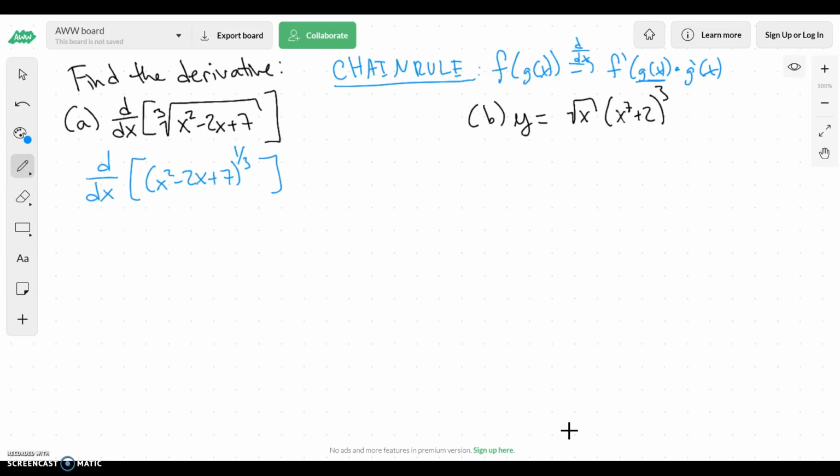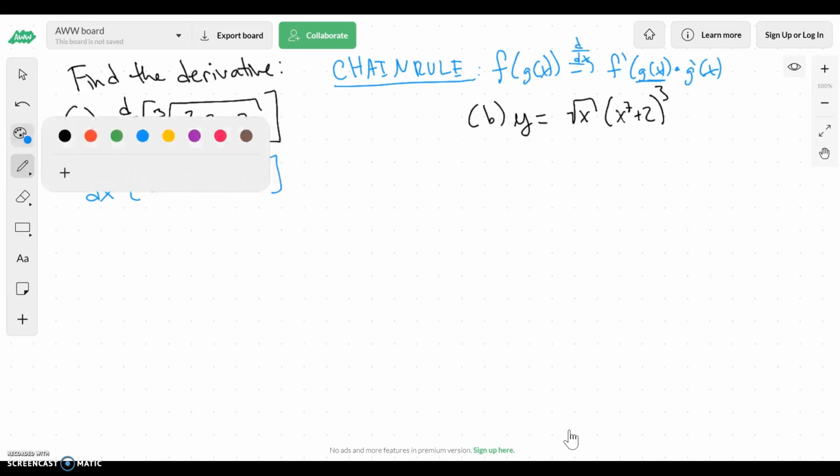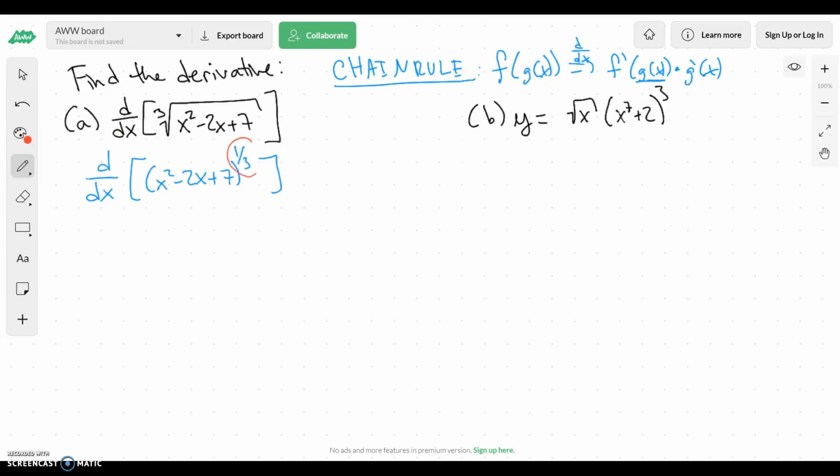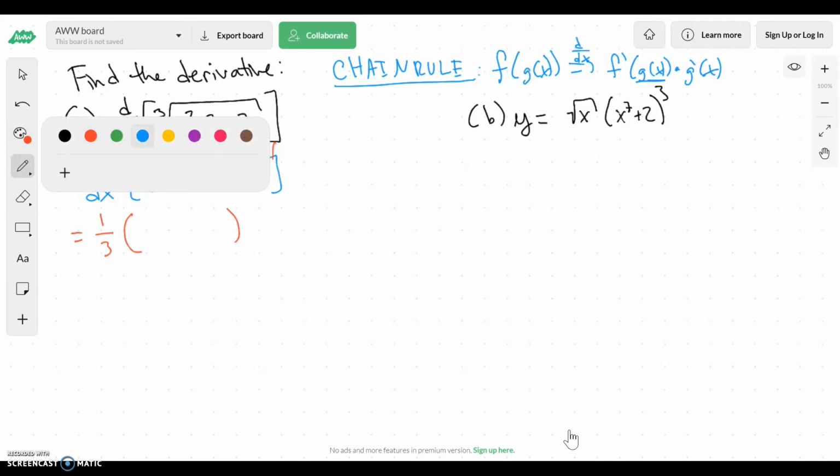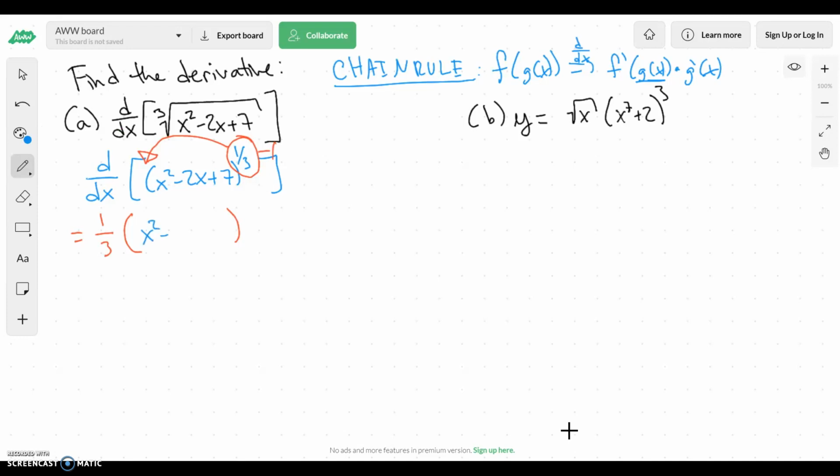What we're going to do here, the outside function in this case is this 1/3. So we're going to just use the power rule by taking this 1/3, putting it to the front, and then subtracting 1. So I'm going to have 1/3, then I'm going to leave the inside by itself, so this is going to stay the same, x squared minus 2x plus 7. Then I'm going to subtract 1 from 1/3, so this is just going to be negative 2/3. Okay.